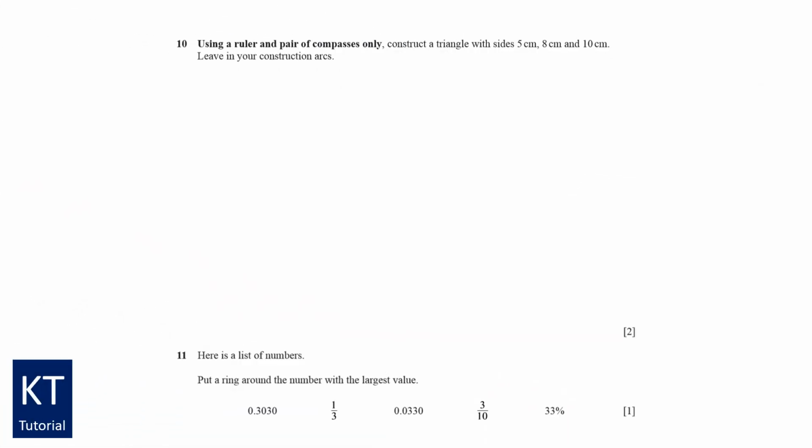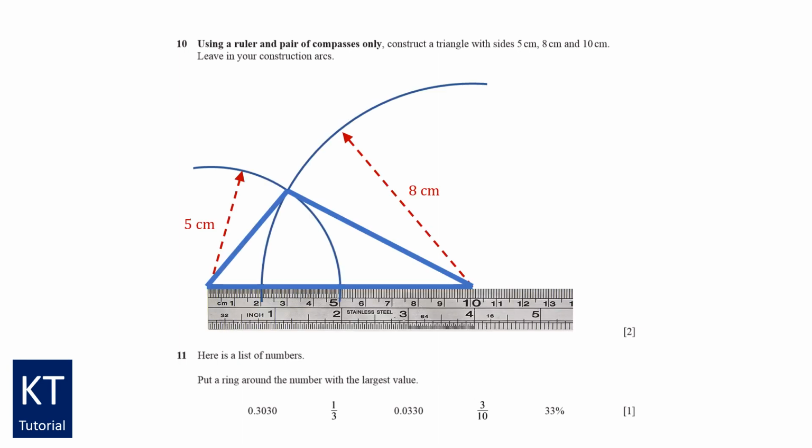Question 10. Using a ruler and pair of compasses only, construct a triangle with sides 5 cm, 8 cm, and 10 cm. Leave in your construction arcs. One example of the required triangle is to start with a base of 10 cm and have an arc of 5 cm from its left corner and an arc of 8 cm from the other. The intersect of the two arcs will form the last corner of the triangle.